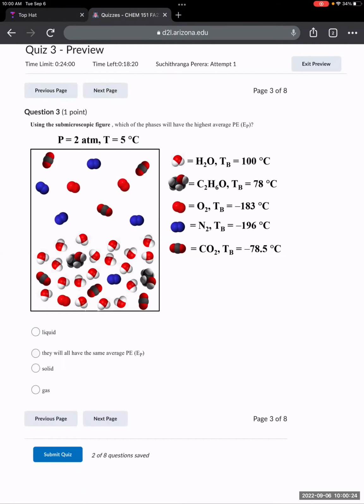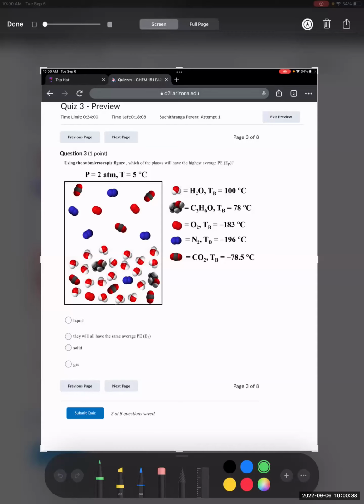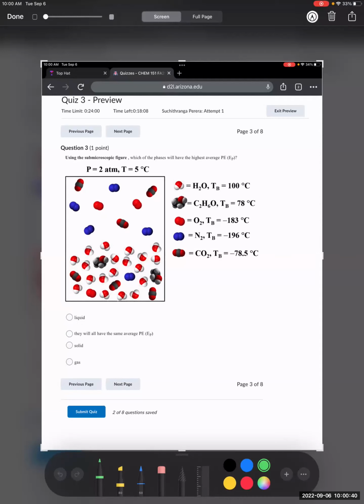Using the submicroscopic representation, which of the phases will have the highest average potential energy? Okay, so we're talking about... I need to take a picture, even though this is not necessary, but anyway, let's try this. So highest potential energy means weakest interactions. We have the weakest interactions in the gas phase. So there's no doubt about that. The answer for this question is the gas phase.